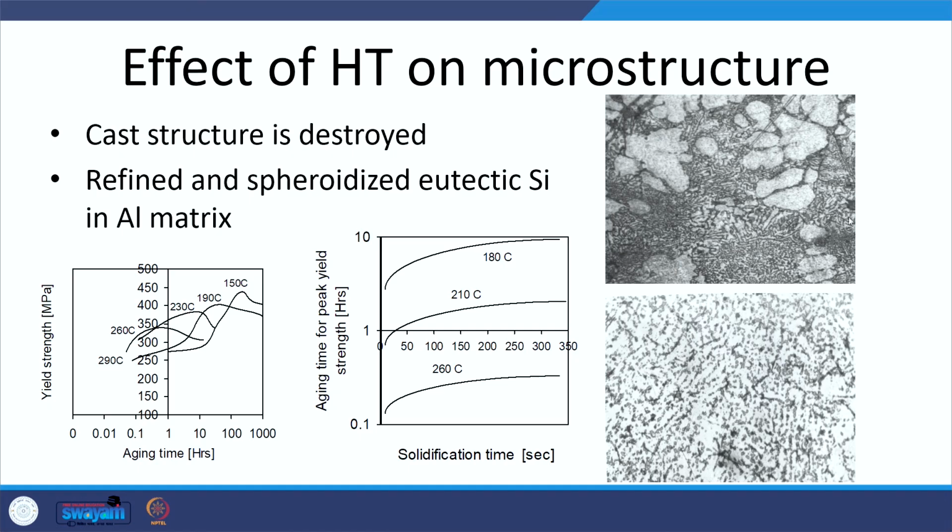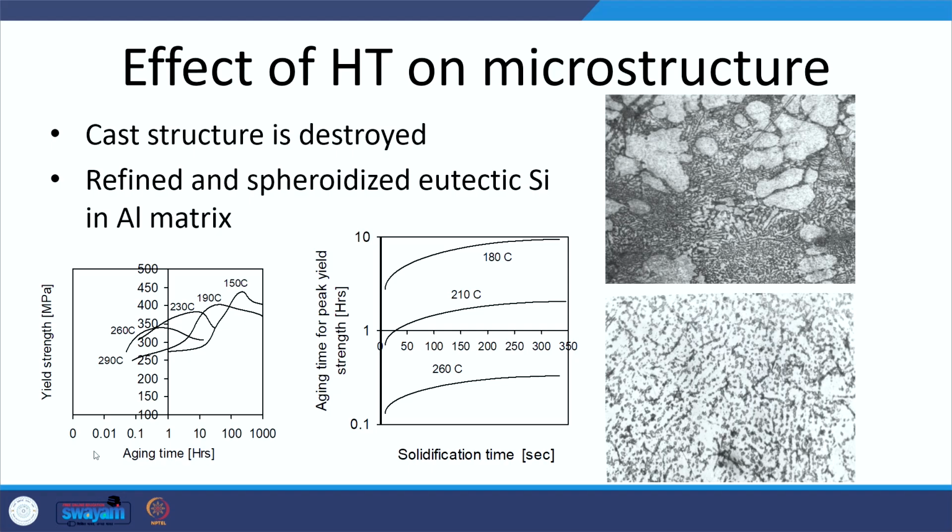So in the as-cast structure of the aluminum alloy, we can see aluminum dendrites and the eutectic of aluminum-silicon in the matrix. But when we apply the T6 heat treatment, the cast structure is completely destroyed, and what we get is very fine, well-distributed eutectic silicon. This is what it shows: the cast structure is completely destroyed in aluminum-silicon alloys when they are subjected to the T6 heat treatment. The very refined, spheroidized eutectic silicon is found in the aluminum matrix.